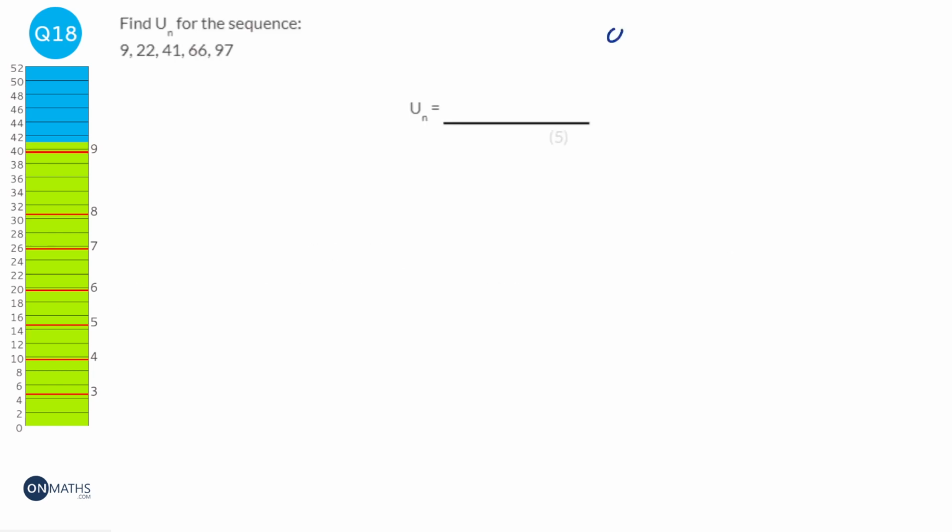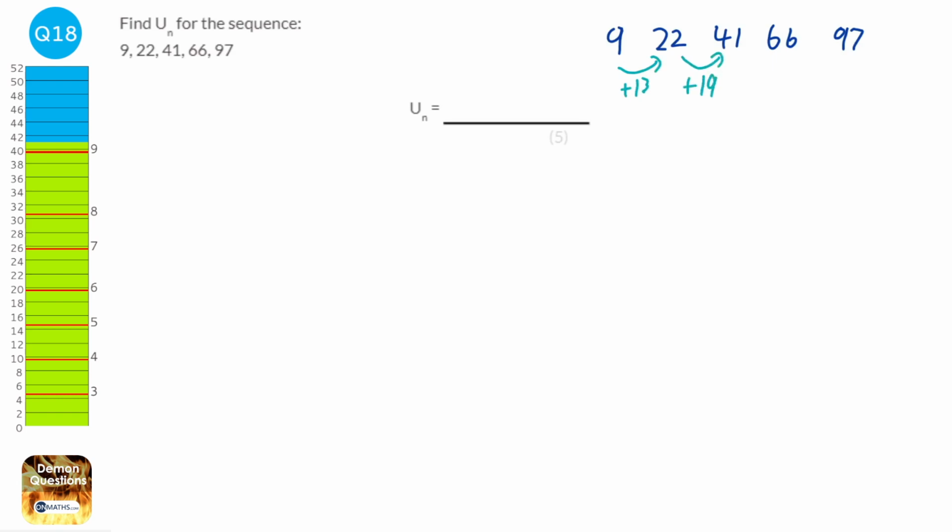So we're going to just quickly write out our sequence, so 9, 22, 41, 66 and 97, and we're going to find the differences of each of them. So that's going to be plus 13, then we've got plus 19, so they're different already, we know that it's not a linear sequence, and that's going to be plus 31. So we now look at the difference of the differences. And so we've got plus 6 again, and plus 6 again. When you have a difference of differences, it's going to be a quadratic sequence.